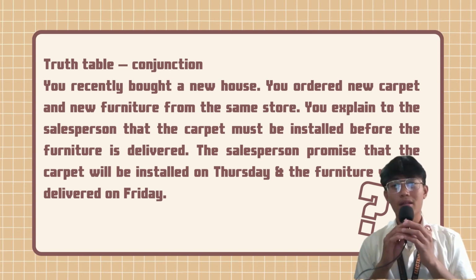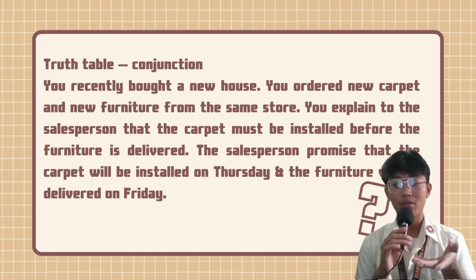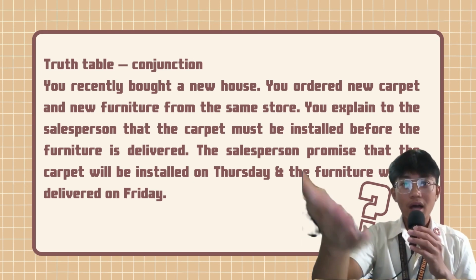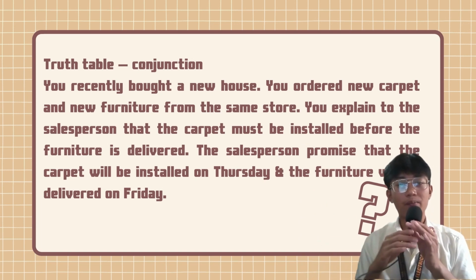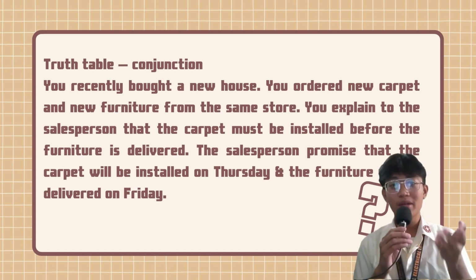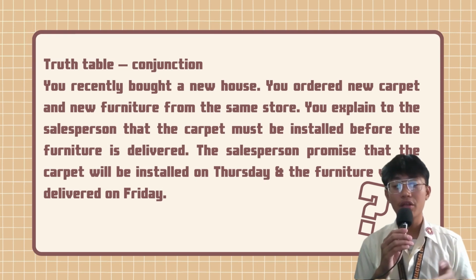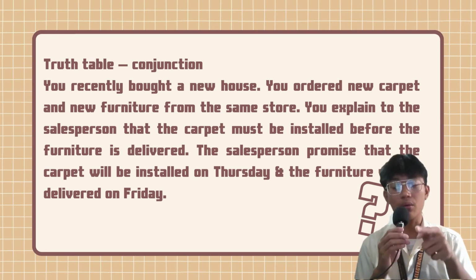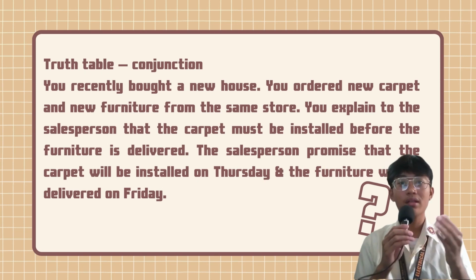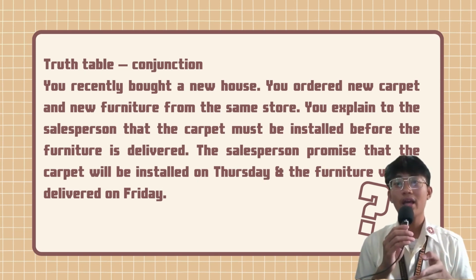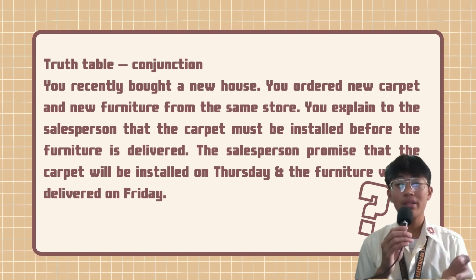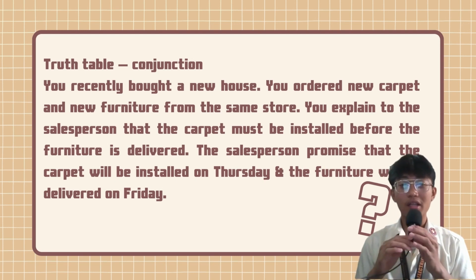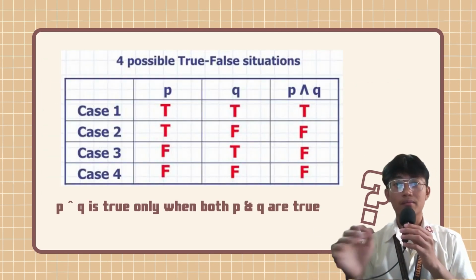So ang gagamitin natin dito na statements para sa truth table natin is yung "the carpet will be installed on Thursday and the furniture will be delivered on Friday." Kung i-express natin siya sa symbolic form, gagamitin natin yung P and Q. Ang P natin dito is yung "the carpet will be installed on Thursday," tapos yung magiging connective natin dito ay yung "and," tapos yung magiging Q natin dito ay yung "the furniture will be delivered on Friday." So tingnan natin yung truth table sa next slide.